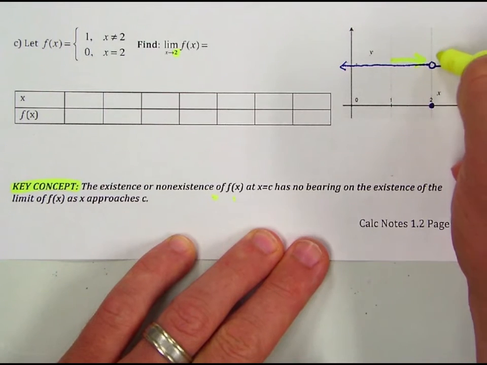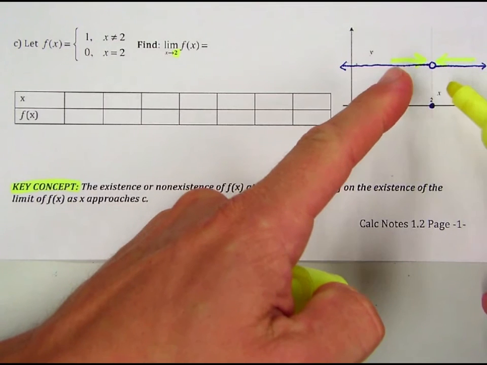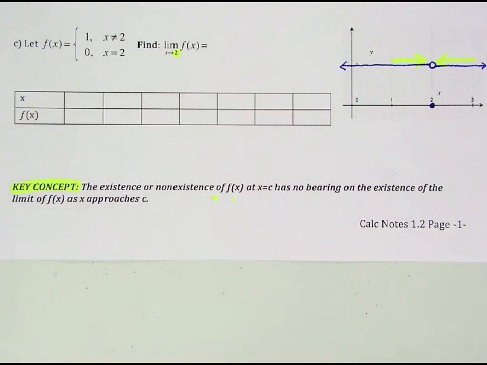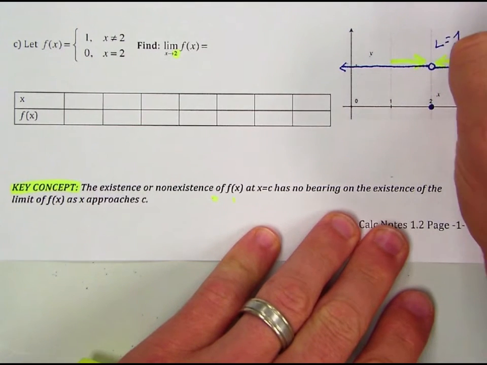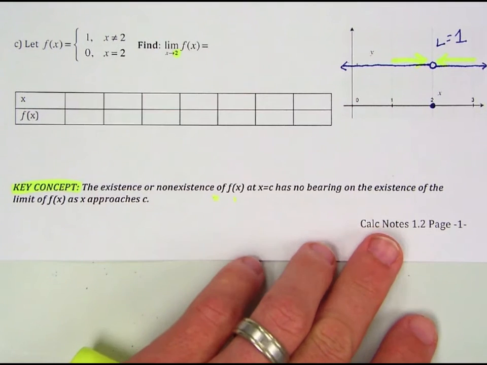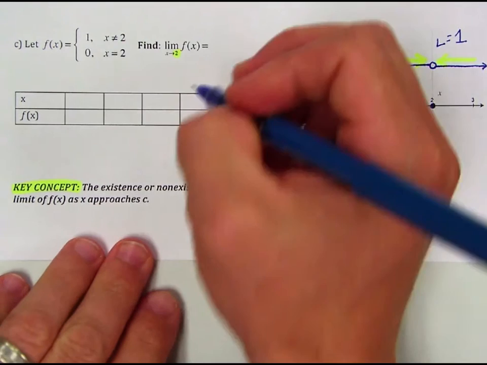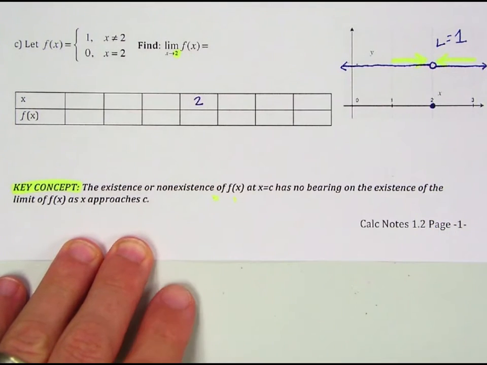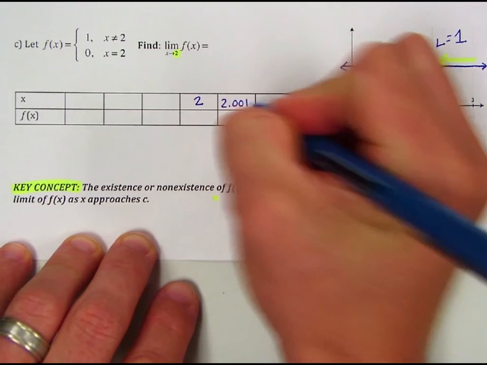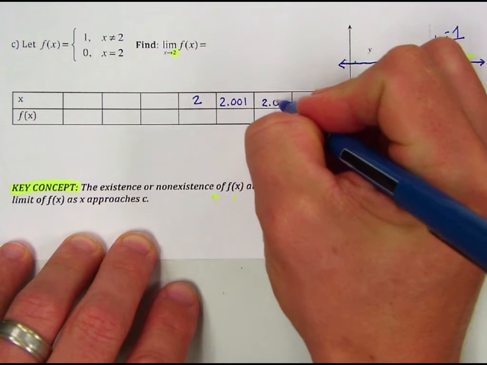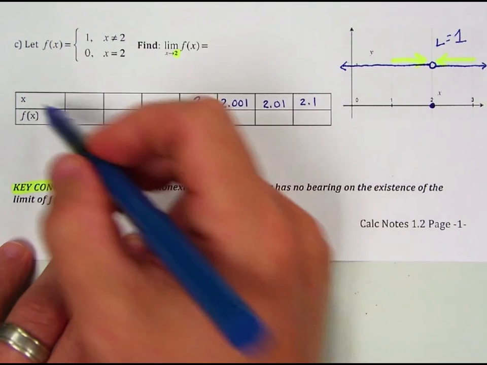So graphically, if we were to trace along this as we get closer and closer, what is the value we're getting closer to? Well, that value looks to be 1 from the left and the right. If we were to try this numerically, we'll put our c value right in the center there. And we can pick some values that get larger here, and we'll pick some values that get smaller.